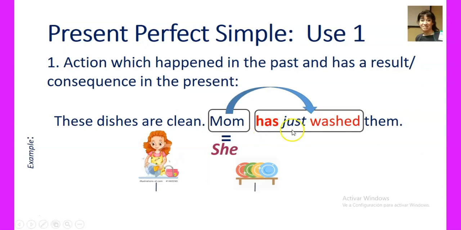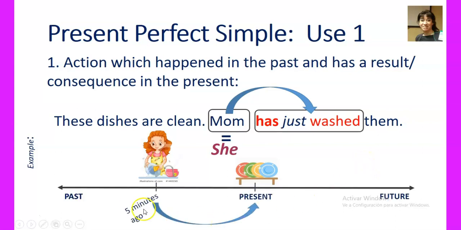into has just washed. So if we take a look at this example, right, we can consider a timeline. So right now, the dishes are clean. And maybe Mom washed the dishes 5 minutes ago. In this case, it's not really important exactly at what time Mom washed the dishes. What is important is that there is a consequence or a result now, because now the dishes are clean and I can see it.